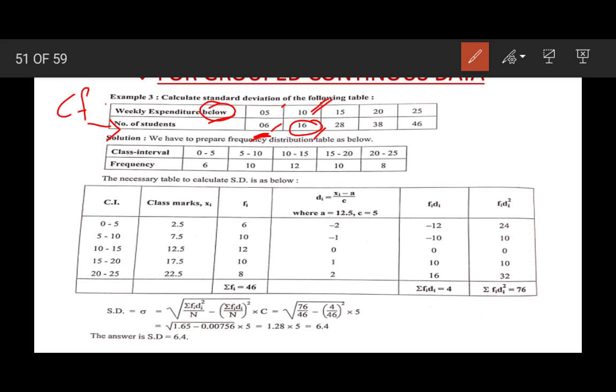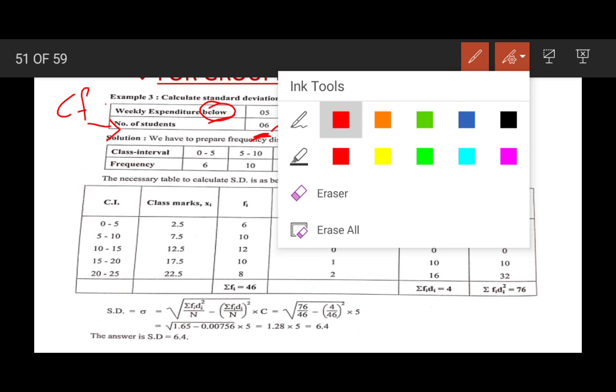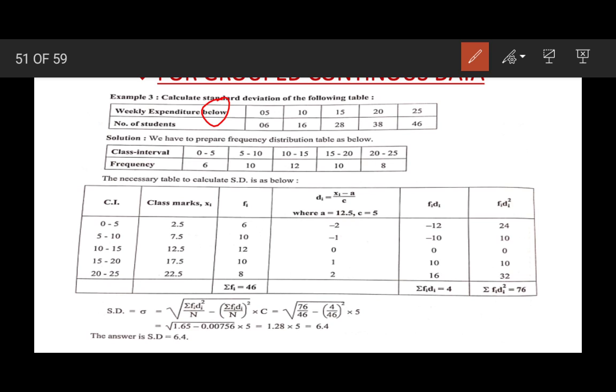So below 10 there are 16. Then below 15 there are 28. Below 20 there are 38. Below 25 there are 46. So if the word below or above is given, that means we are having cumulative frequency. We are not having frequency. So in this case, the number of students is a cumulative frequency.